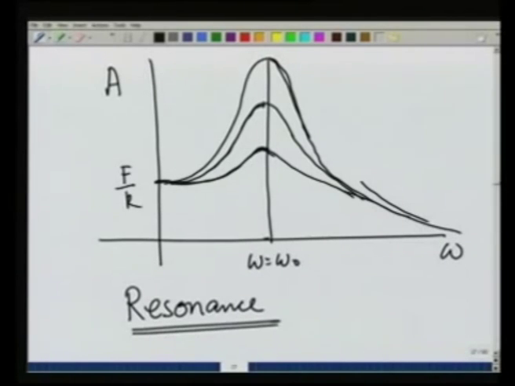Recall that when there was no damping, at driving frequency equal to the natural frequency, the amplitude was growing with time, it was not stopping. Here it becomes maximum, and this is again a phenomenon of resonance. We will see later that at resonance the power dissipated by the system, and therefore power given to the system, is also maximum.